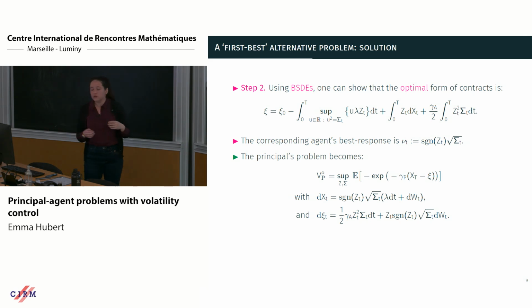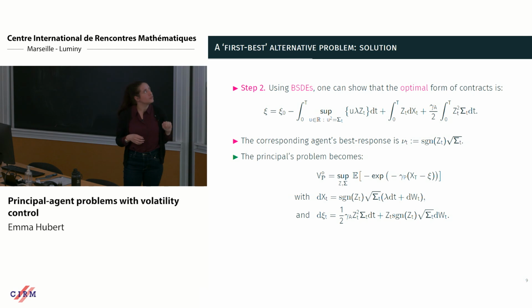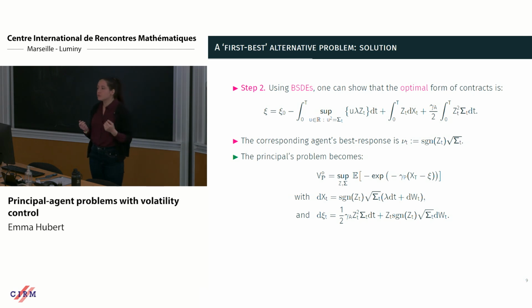Once you look at this form of contract, you have an equivalence between the value of this new problem that we artificially introduced and the value of a stochastic control problem where the principal controls the process X and the process Xi through the parameters Z and sigma.